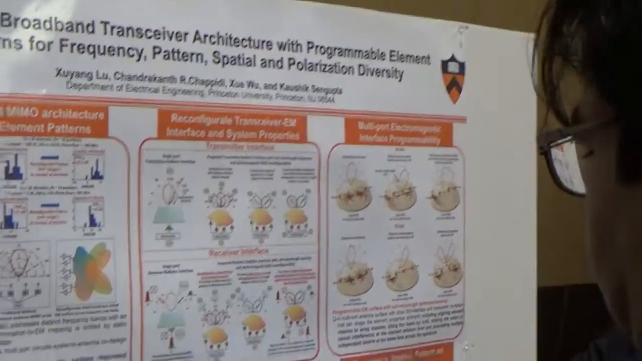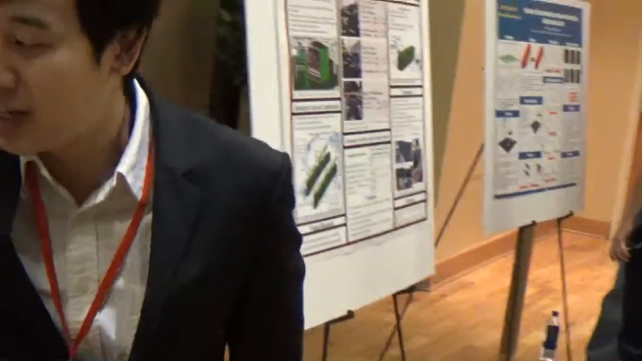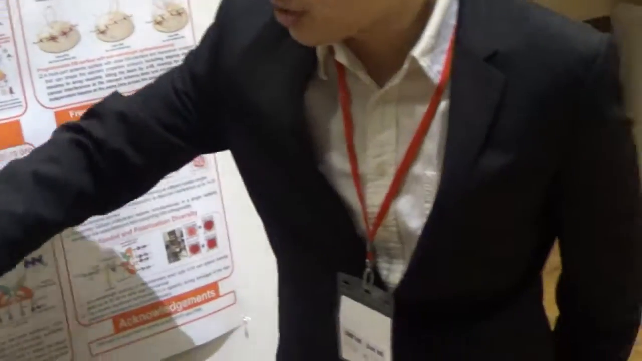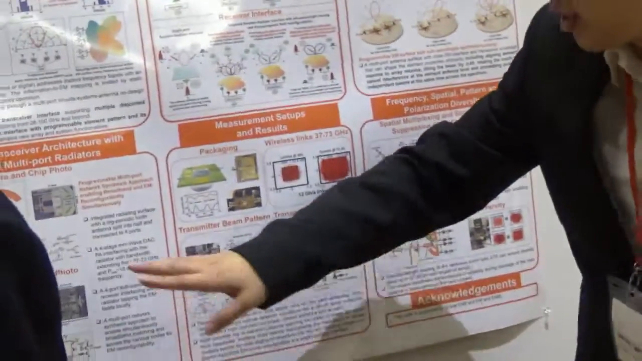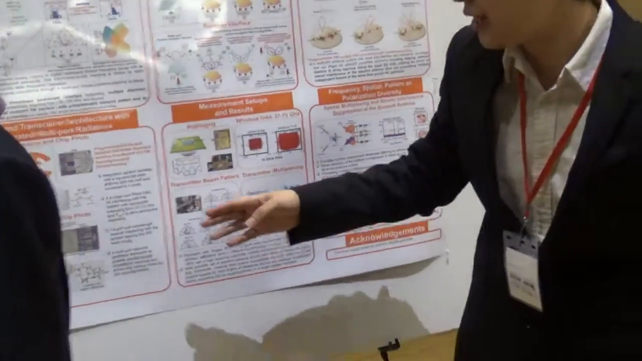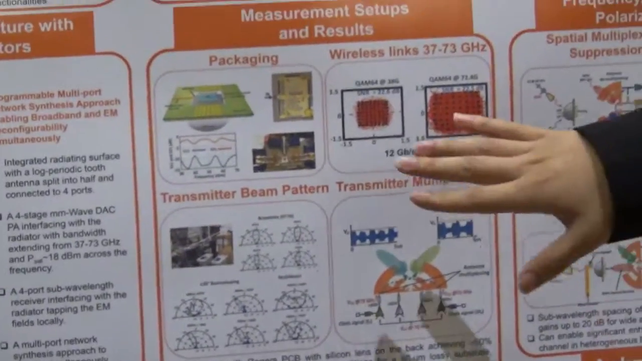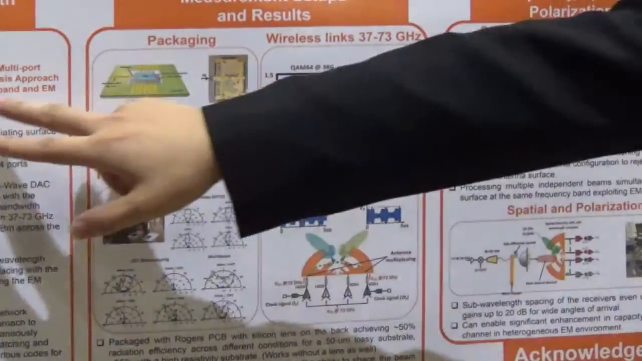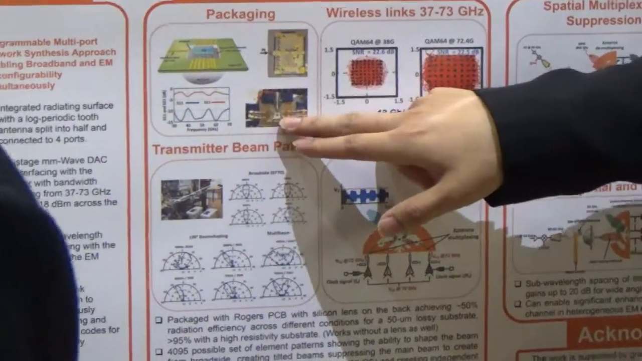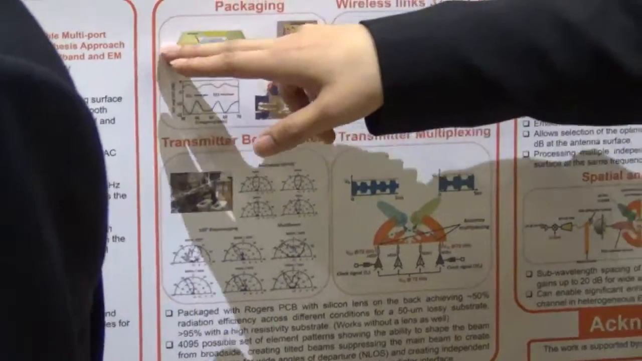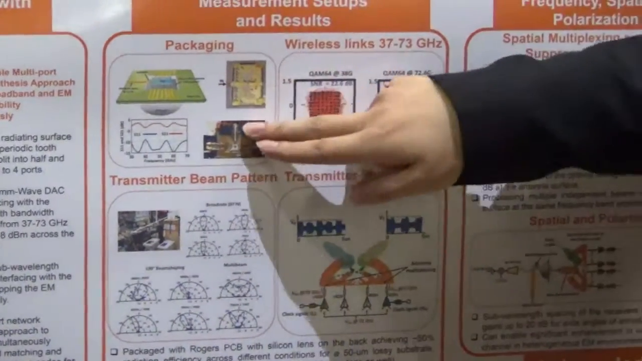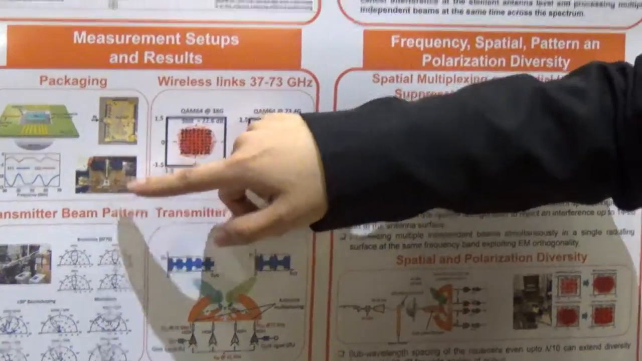Okay. So this is the chip photo and the architecture that we designed. Each chip takes 3 mm by 2 mm. It's controlled by a 4-stage millimeter wave DAC PA, which changes the impedance at the ports to change the current distribution on the surface, and thus the radiation pattern. And here's the packaging of the chip. We placed this chip in the middle of the PCB, and all the high frequency signals go through an SMT connector for on-chip logic transmission.